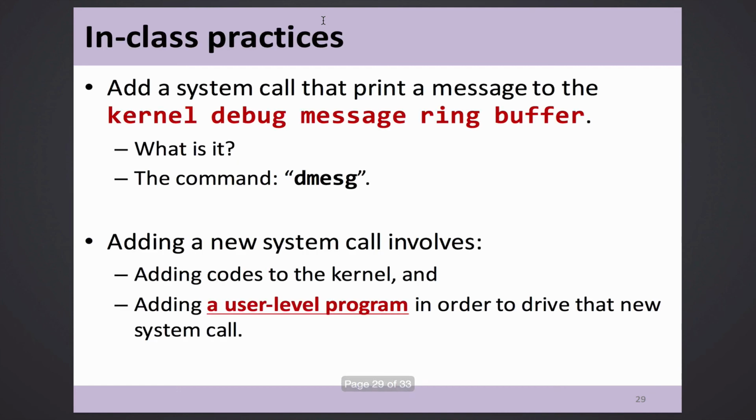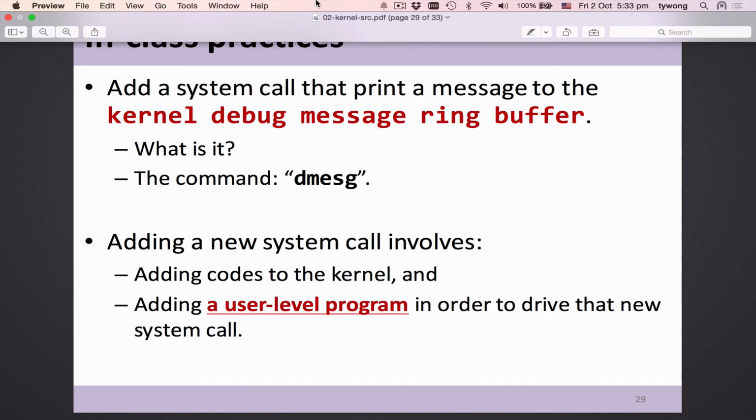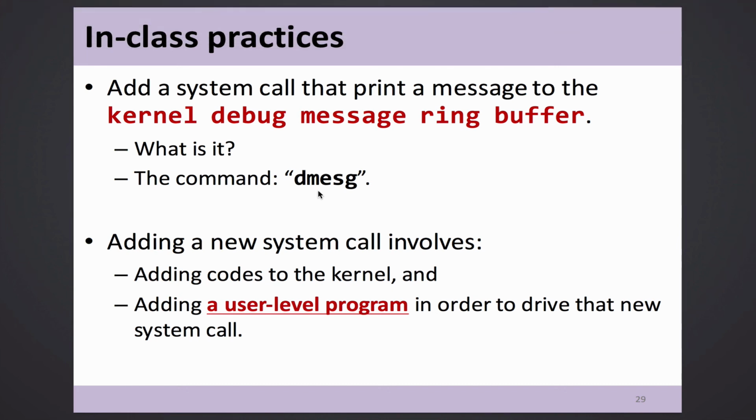teach you how to add system call. Now make sure that we will do something little by little. Okay, we first go to print something in what we call kernel debug message buffer, and it's a ring buffer. So what is a ring buffer? How many of you know what is a ring buffer? Don't know what is a ring buffer? Circular buffer. Still a bit, okay?